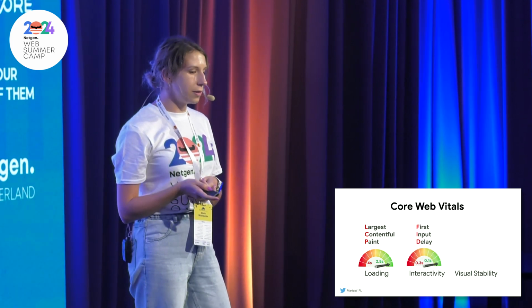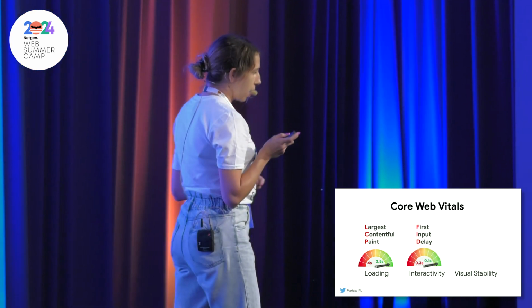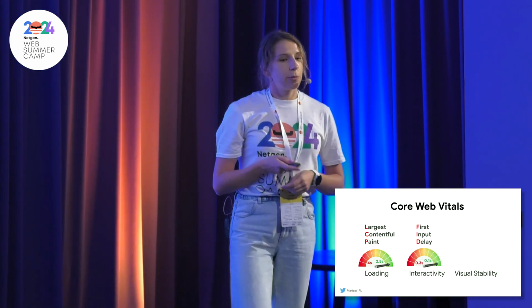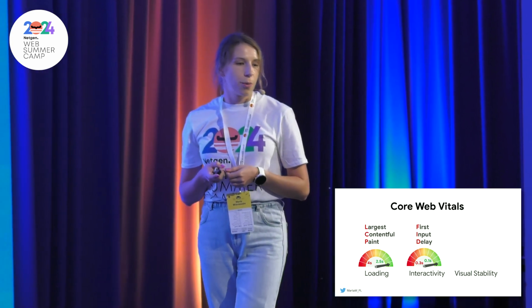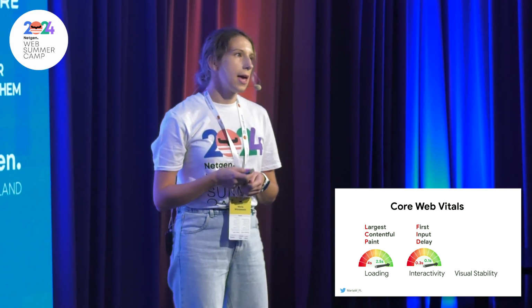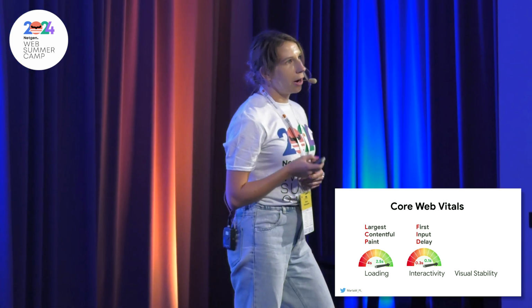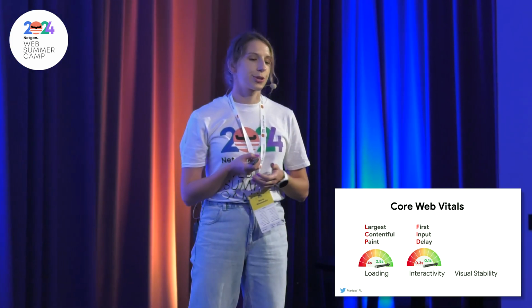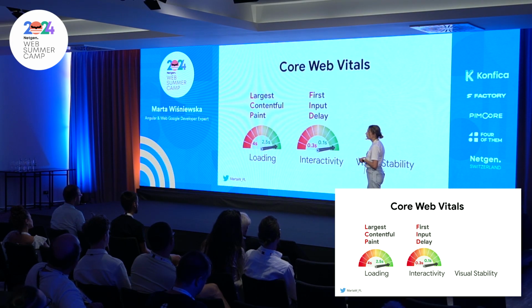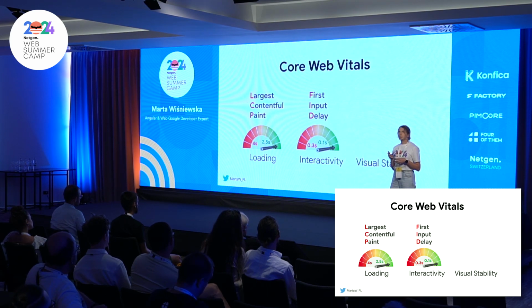And for interactivity, there is a big change that happened this year. So at the beginning, Google engineers decided to measure first input delay. That is actually the delay after the first user interaction. For example, after the first click or the first scroll. But with time, they noticed that maybe it's not the best metric to measure, because actually they wanted to have a more general overview of how it performs.